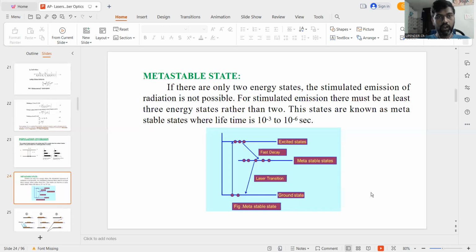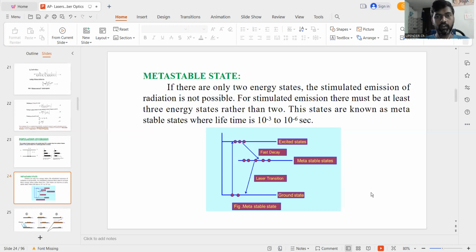Next, one more condition required for the stimulated emission process is the metastable state. What is a metastable state here? If there are only two energy states, stimulated emission of radiation is not possible. Stimulated emission is not possible with two energy states.